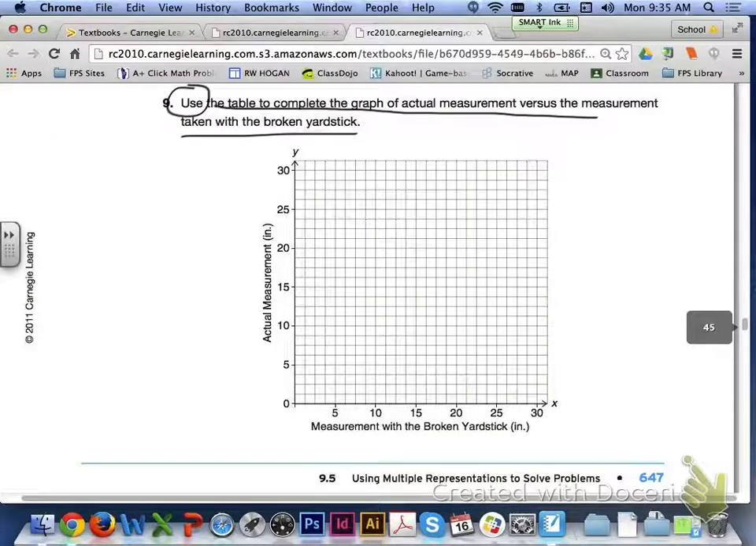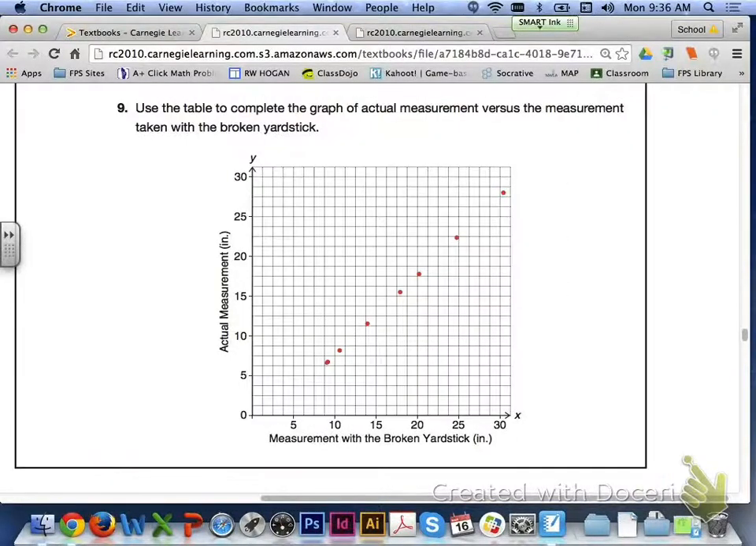At the bottom of page 647, number 9 tells us to use the table to complete the graph of actual measurement versus the measurement taken with the broken yardstick. So carefully take a look at everything that you filled in for the table in number 8 and plot the points on the graph in number 9. Here is what number 9 should look like when you take all of the values from the table and plot the points correctly on the graph.